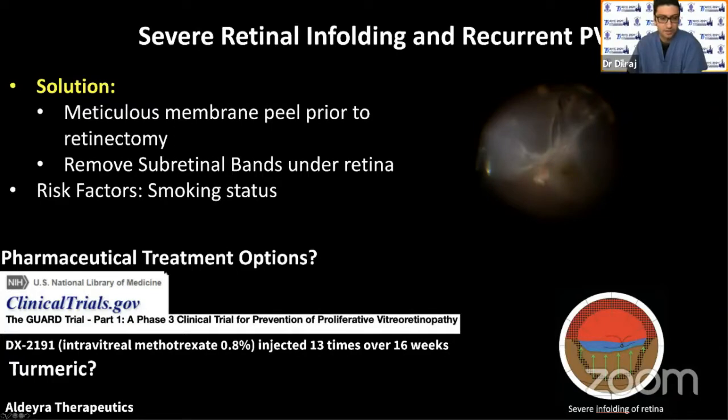There are some pharmaceutical treatment options that are being investigated, including intravitreal methotrexate that is injected as a series of intravitreal injections. And this is currently in a phase 2 trial by Aldeyra. And it's also important to recognize other factors, like smoking status and potential role of other anti-inflammatory agents.